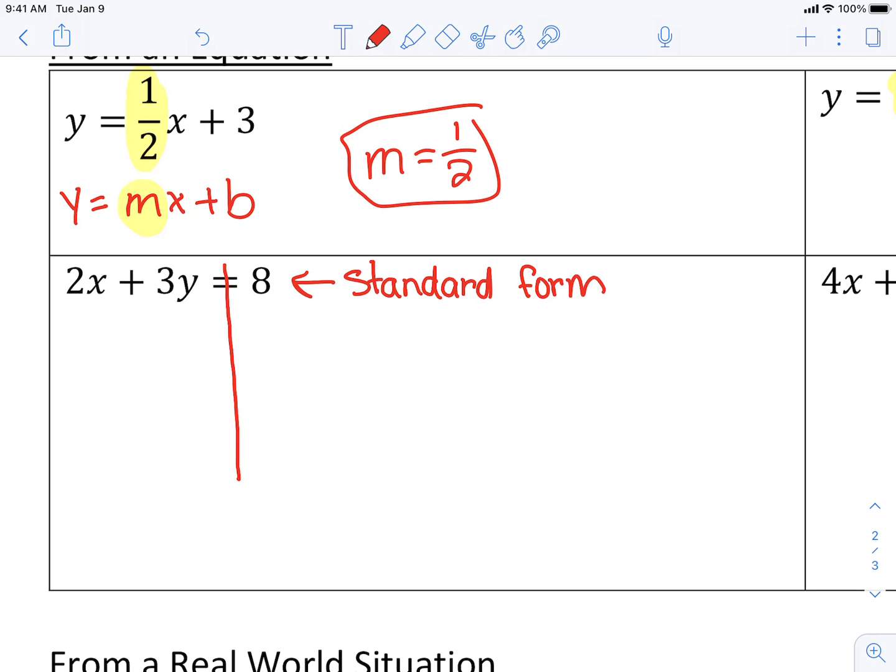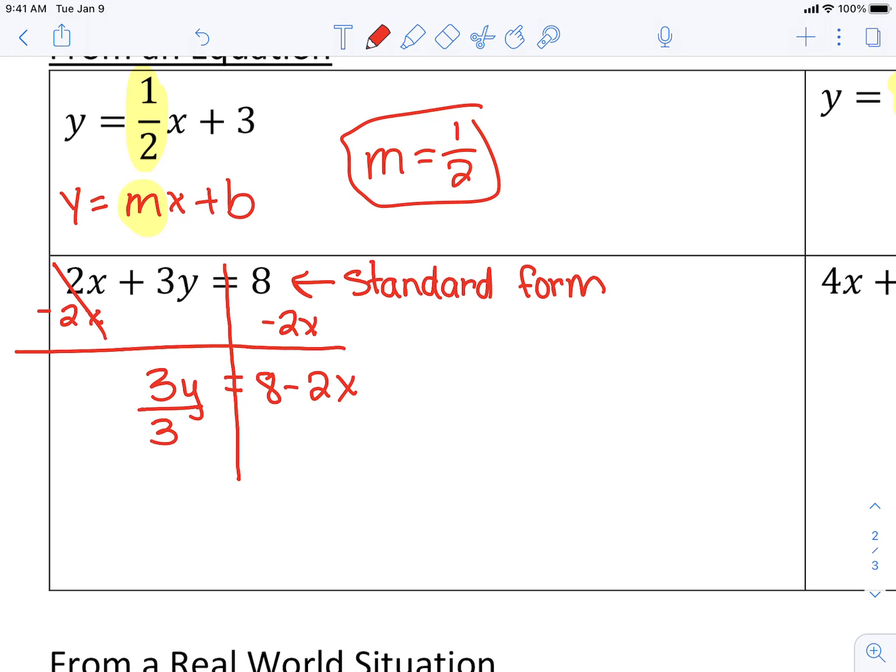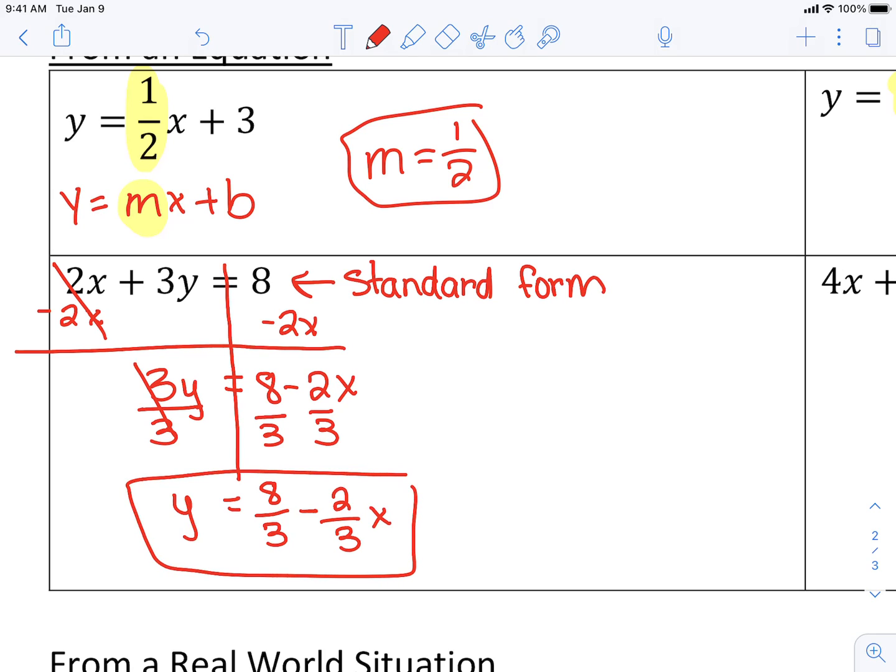So to solve for y, we need to move over anything that's not the y term, which means we need to move over that 2x by doing the opposite. So we subtract 2x from both sides. Remember that 2x and that 8 are not like terms, so we cannot combine them, so we just leave it as 8 minus 2x. From here, we need to divide everything by the number in front of y. So those make a 1y. Then we're left with just an 8 over 3 minus 2 over 3x. And this is our slope-intercept form.